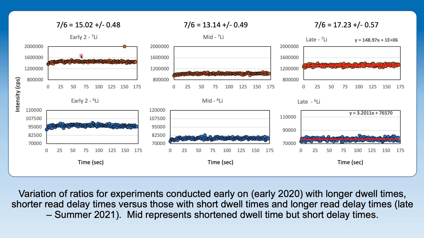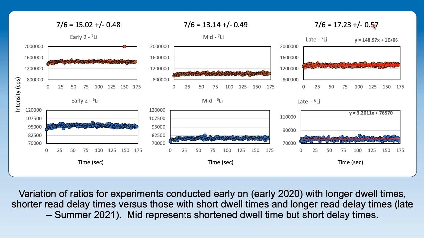What we can see is that we have this stable signal, we have this little bit of ingrowth here, and our ratio is, you know, this number over that number. When we look sometime in the middle, our intensities dropped, but they dropped for both 6 and 7. So our ratio is conserved. When we look later on, our ratio is different. So if we're looking at the ratios, we're dealing with a ratio of 15 plus or minus 0.5 or 0.48 per mil, 13 plus or minus 0.49 per mil, and 17 plus or minus 0.57 per mil. Those are very different numbers, right?